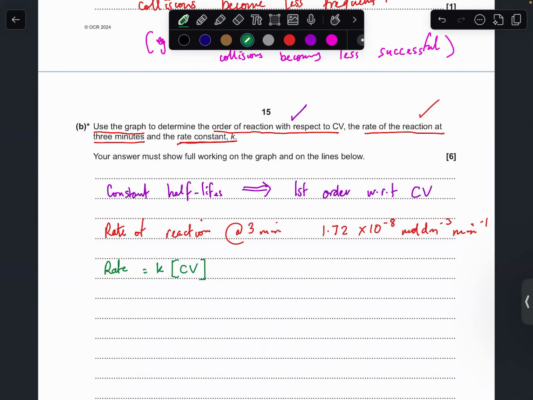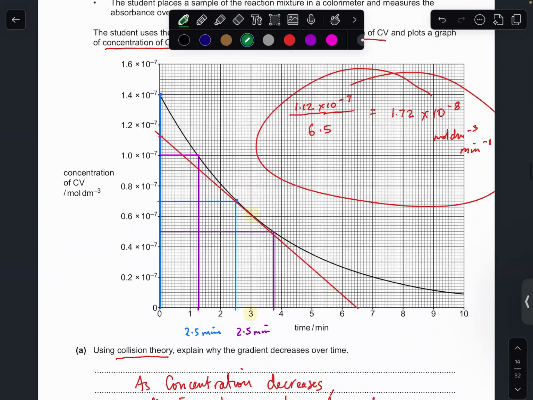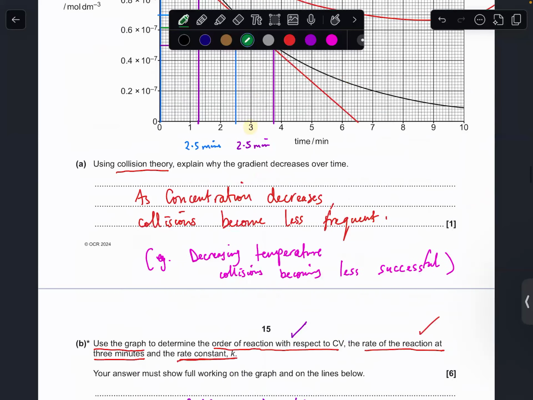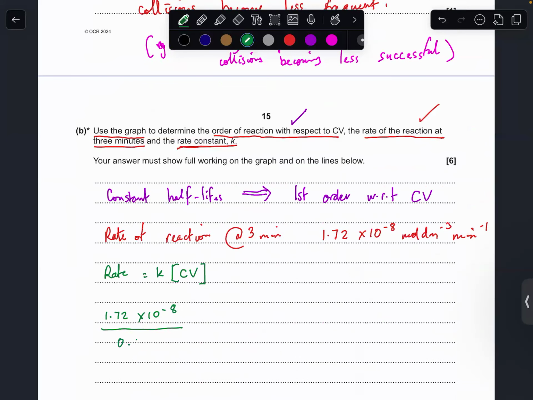Now, let's use the data from 3 minutes. So we'd write down 1.72 times 10 to the minus 8, and divide that by the CV concentration at 3 minutes. I believe it is 0.61 times 10 to the minus 7. Let's see what that gives us.